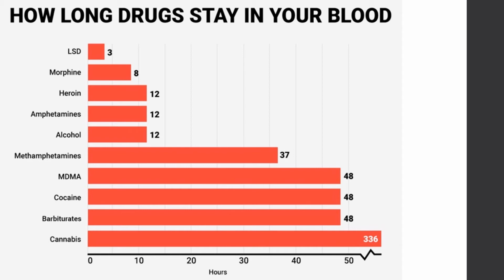Or how about cannabis? It takes 336 hours for it to be through with your body. So that is an insane amount. But some people may act like they are not high at all, which is a crazy thing. So it's important to know which drug tests are more accurate and what can pick up on these kinds of things.